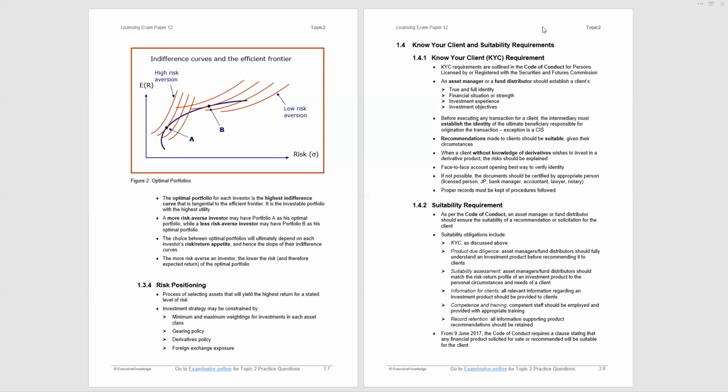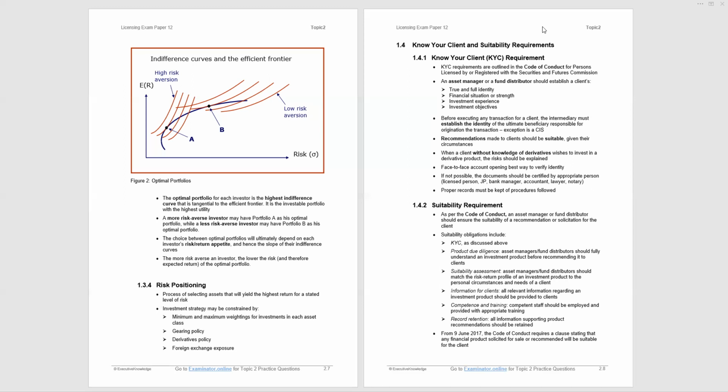Okay, let's move on to section 1.4, and this is the last part on identifying clients' investment objectives and constraints. There are 2 sections. We're going to look at KYC requirements and suitability requirements. So we've had a bit of a deep dive into the theory, portfolio theory. Now we're coming back up and just looking at the process of dealing with clients when advising them and indeed managing their money.